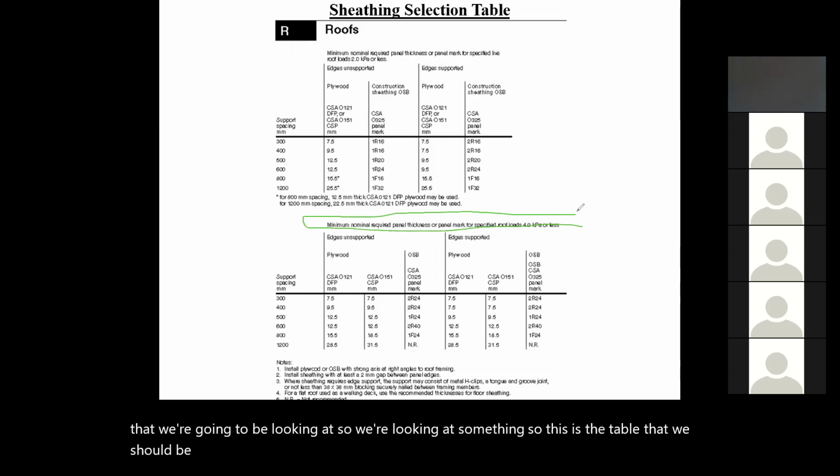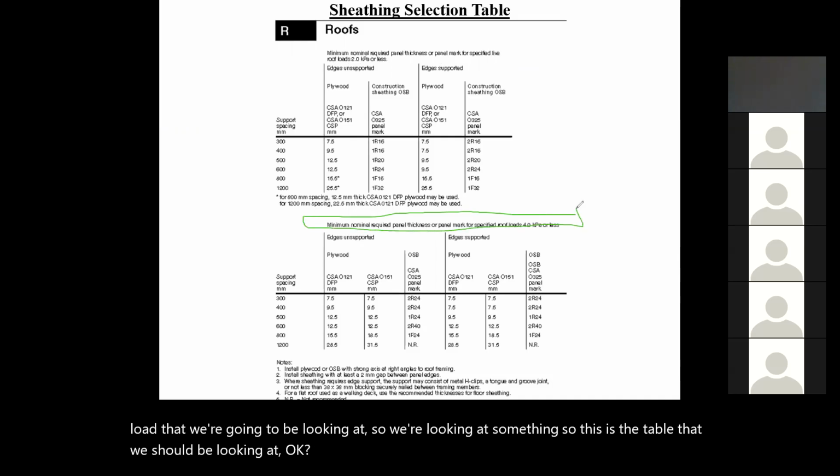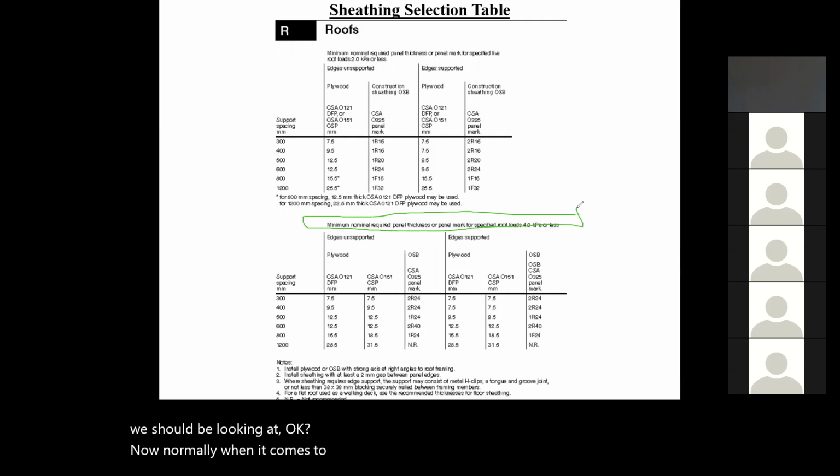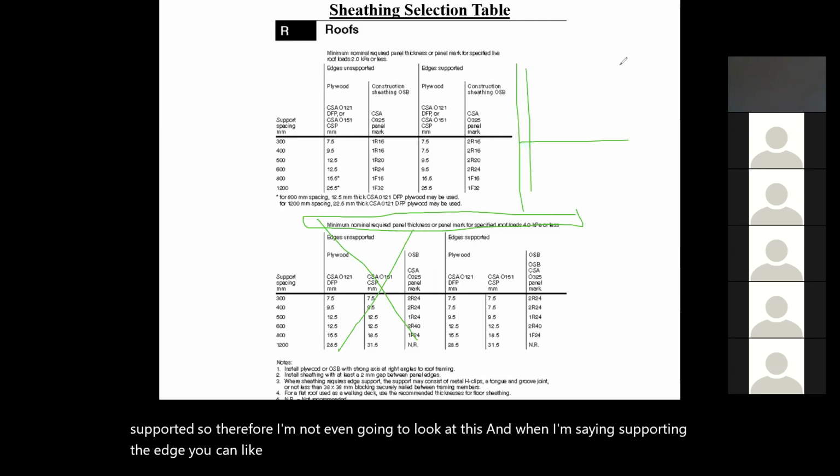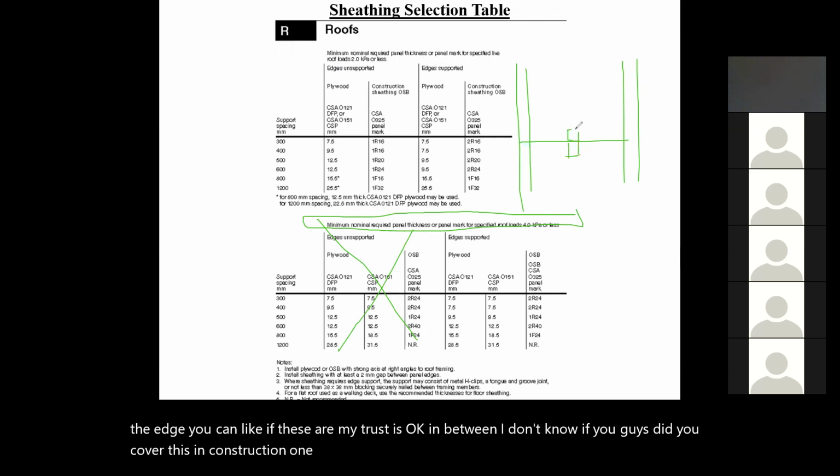Now, normally when it comes to roofs, you should support the edge. The edge should be supported. So therefore, I'm not even going to look at this. And when I'm saying supporting the edge, if these are my trusses, in between, I don't know if you guys, did you cover this in construction one, H clips? Does anybody know what an H clip is?